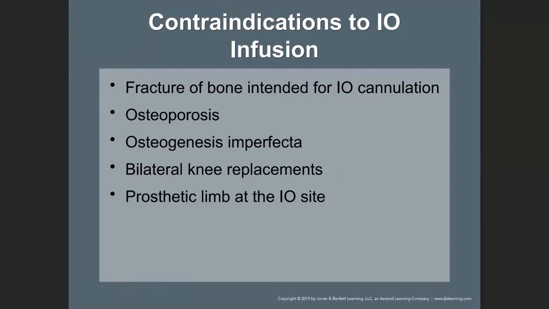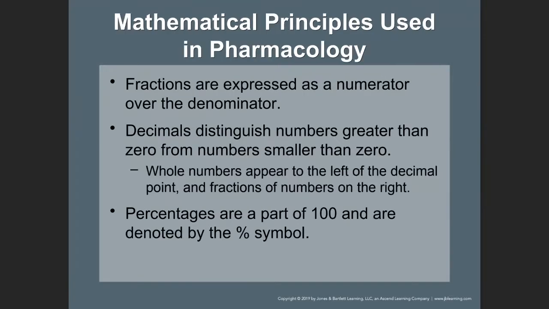Contraindications to IO infusion. If there's a fracture of the bone intended for IO cannulation, that's a contraindication. If osteoporosis is present, that's a contraindication. If there's osteogenesis imperfecta, which is brittle bones, it's contraindicated. Also bilateral knee replacement, or a prosthetic limb at the IO site.